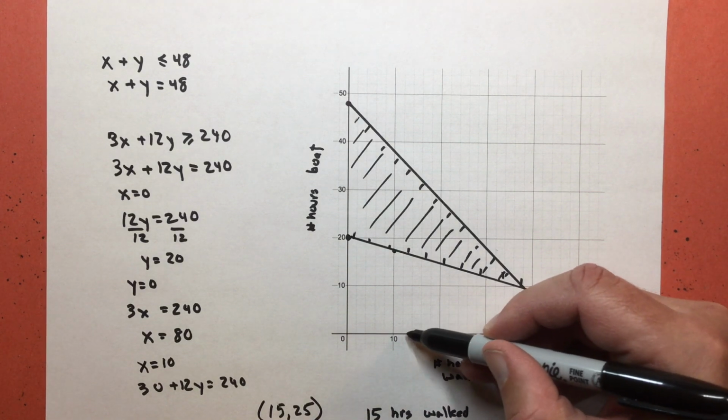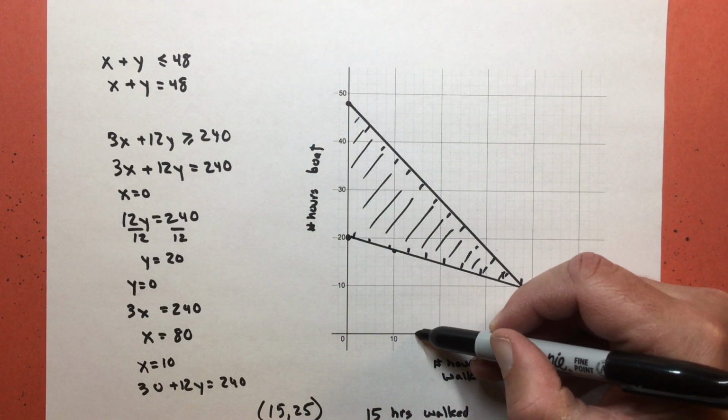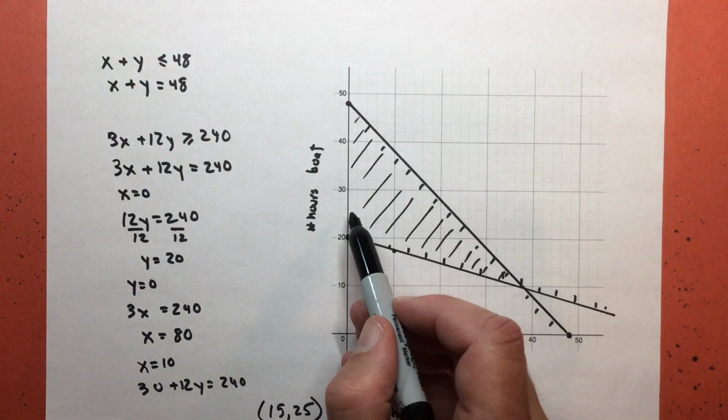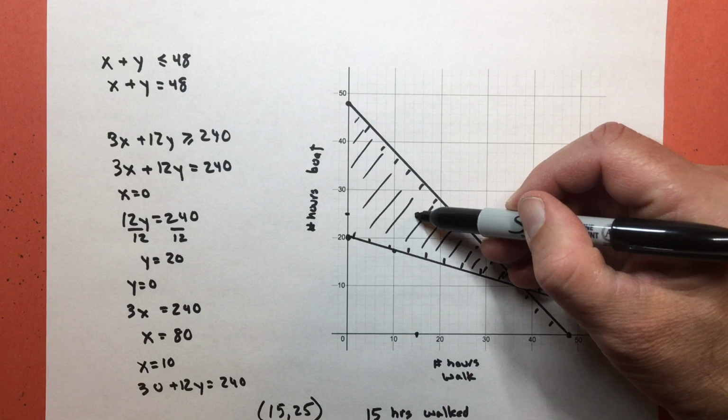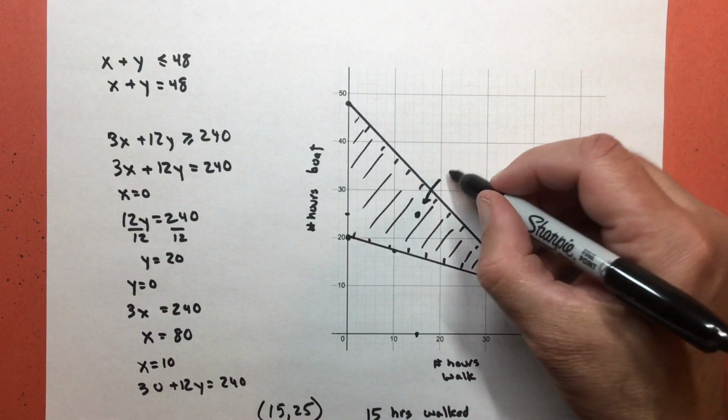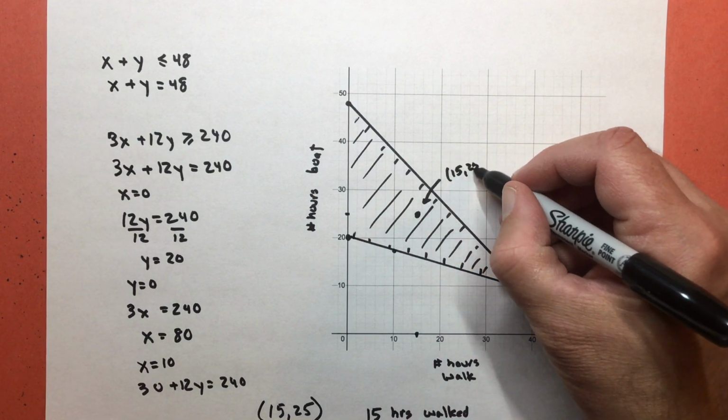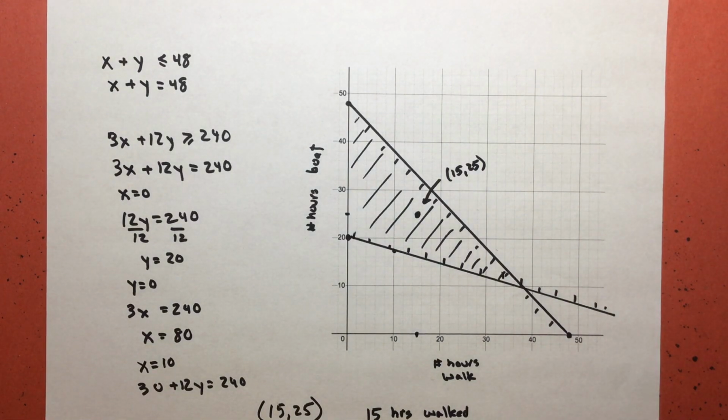So here's 10, 12, 14. Here's 15 right here. And 25 is right here. So I'm going to go up right there. This point is 15, 25. So it is in the overlap.